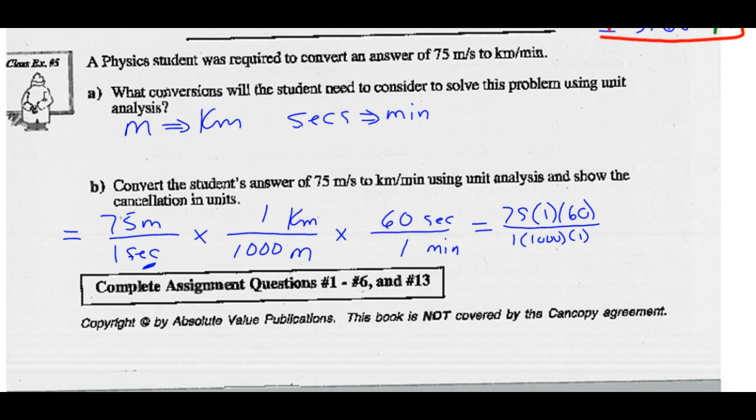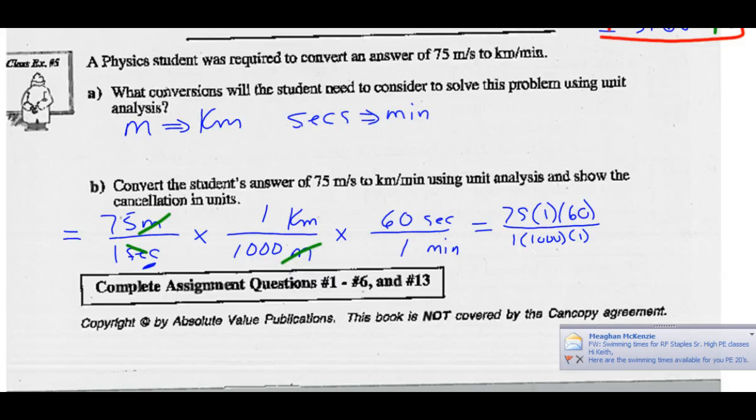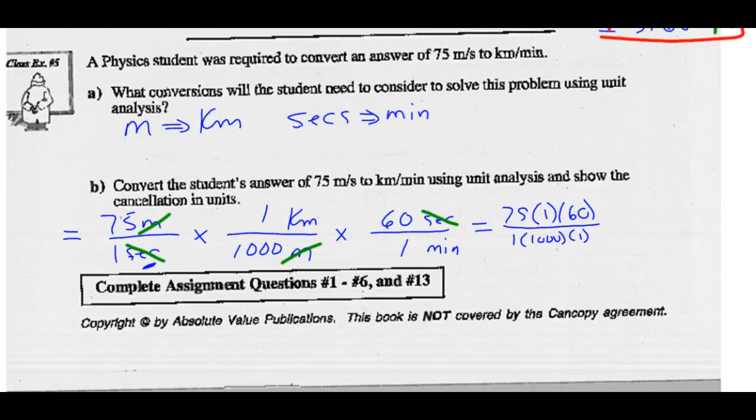And let's look at what units we have. Well, a meter in this numerator, meaning that meter in that denominator cancel out. A second in this denominator and a second in this numerator, those cancel out. That means I'm left with, in my numerator, kilometers. In my denominator, I've got minutes. So kilometers per minute. So now it's just calculator work. 75 times 60 divided by 1,000 gives us 4.5. And our units are kilometers per minute. All right, so that's using unit analysis.